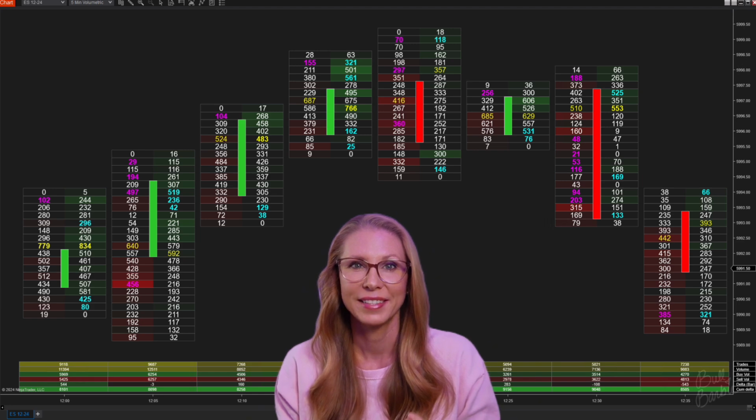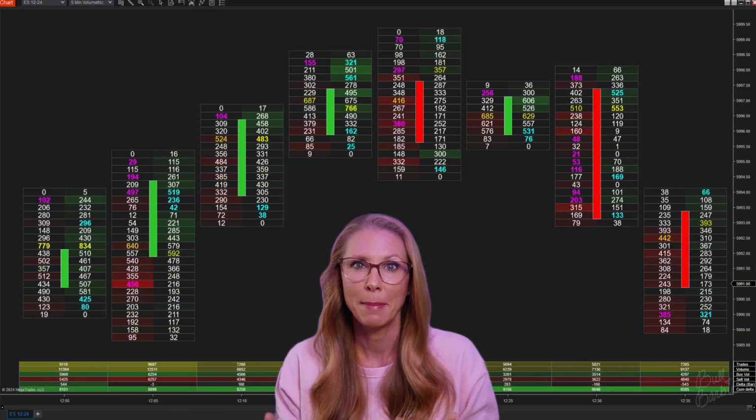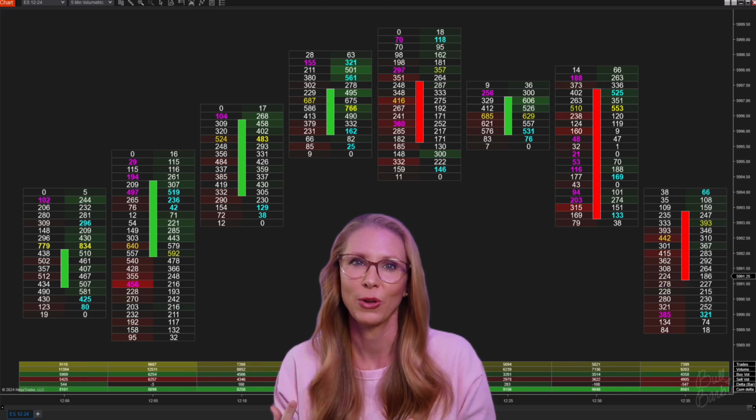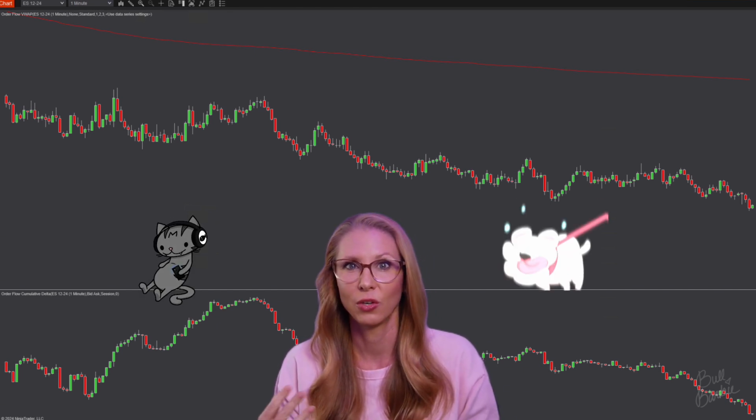There's a buyer and a seller for each trade in the market, and the markets work by matching the buyers and sellers at a specific price. So how can we determine if the volume is from buyers or sellers? There are basically two types of orders in the market. There's passive orders and aggressive orders.